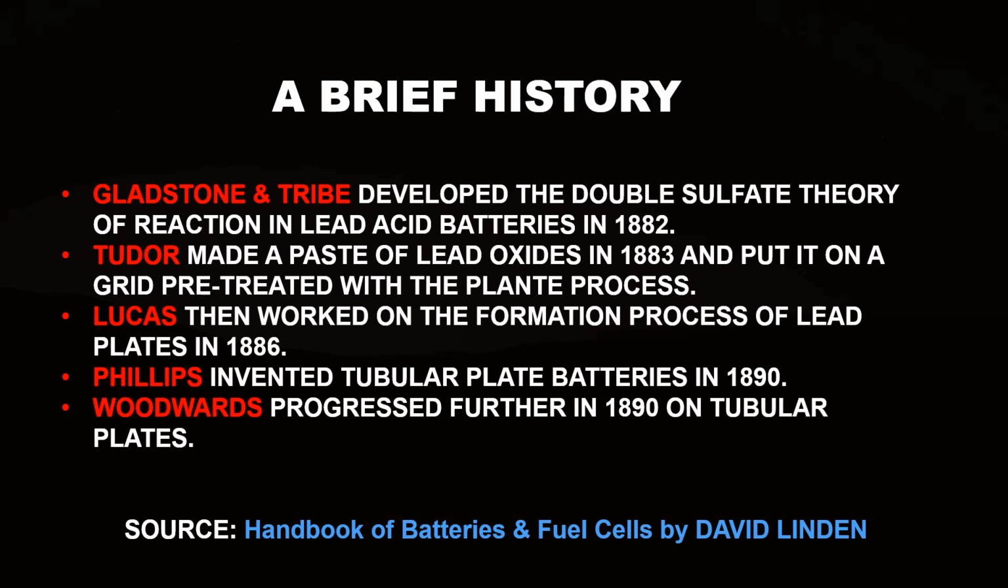Gladstone and Trim developed the double sulfate theory of reaction in lead acid batteries in 1882. Tudor made a paste of lead oxide in 1883 and applied it to a grid that had been pre-treated with the Plante process. Lucas then worked on the formation process of lead plates in 1886.